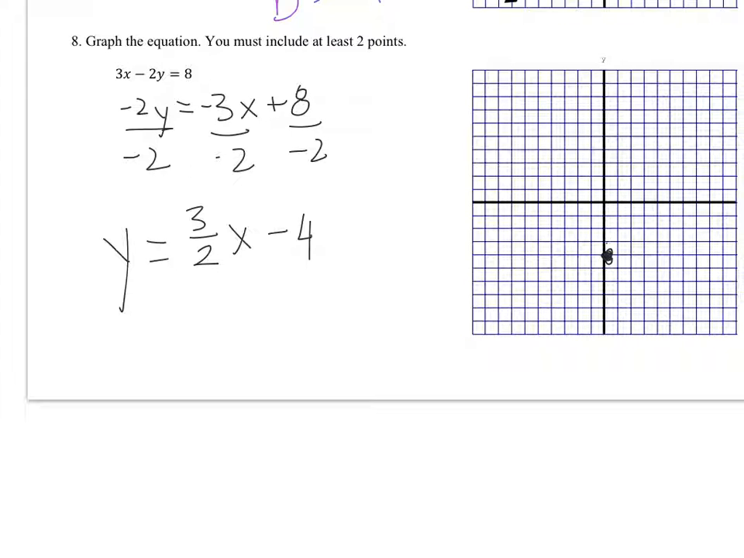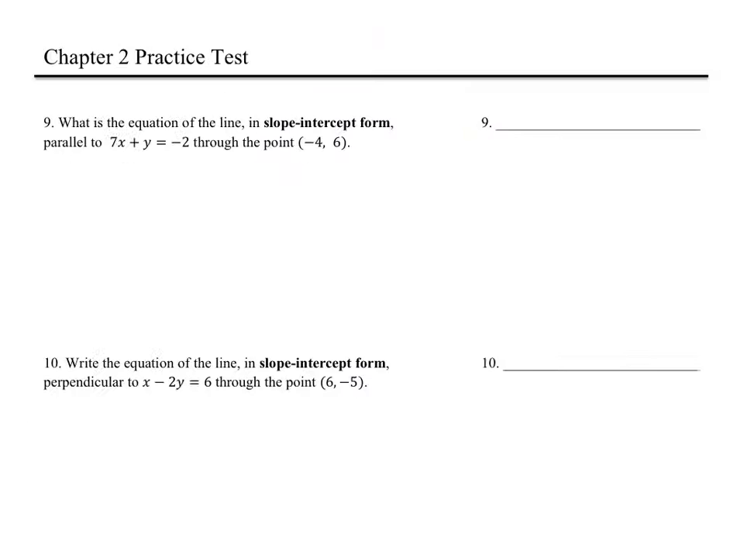And then up 3, 1, 2, 3, 1, 2, 1, 2, 3. You could just do these 2 points. I personally just like to have more than 2 points. It should be a straight line. It should go on, and make sure you have arrows at the end.